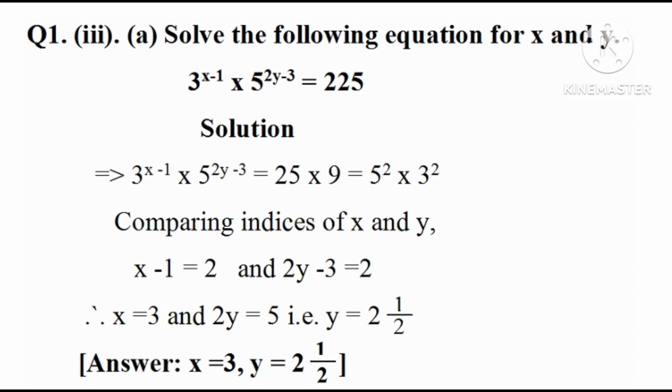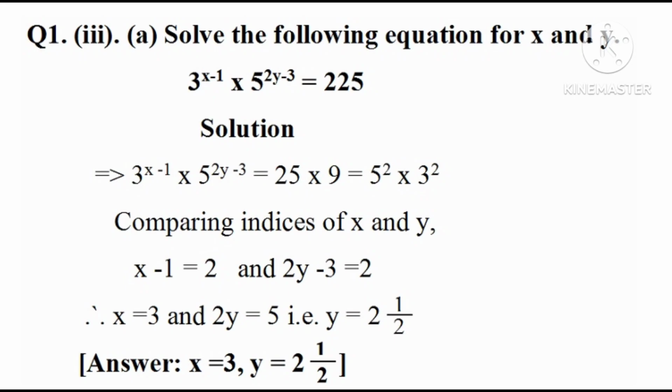Question 1.3. Solve the following equation for x and y. 3 raised to x minus 1 multiplied by 5 raised to 2y minus 3 is equal to 225. Here on LHS there are two bases 3 and 5. On RHS we can write 225 equal to 25 multiplied by 9. Further we can write 25 equal to 5 raised to 2 and 9 equal to 3 raised to 2. Then we can equate powers of 3 and 5 on left hand side with that on right hand side to find value of x and y.